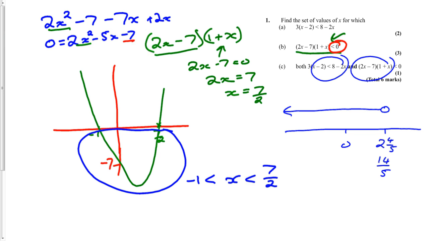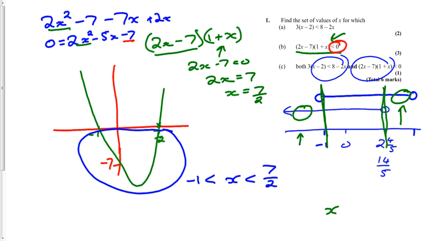If we drew that on our diagram over here, 7 over 2 is 3.5, so that's going to be like that there, down to minus 1. But we want to know where it satisfies both of these equations. So the bit where it satisfies both the equations goes from here to here. Because at this bit here, that's only satisfying this equation. This bit here is only satisfying this equation. So the bit in between the two green lines here is where it satisfies both equations. So we'd write that down as the final mark as x is less than 2 4/5 or 14 over 5, but greater than minus 1.